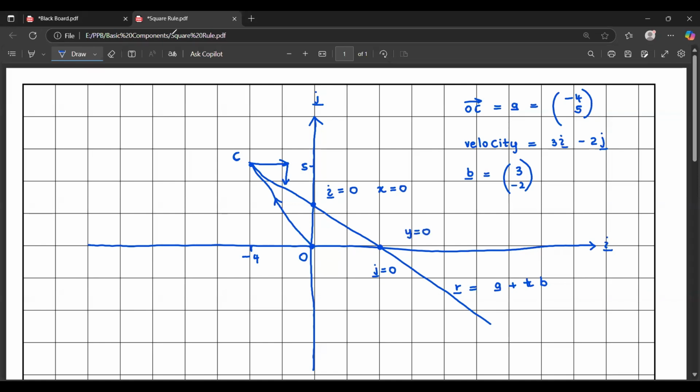And since this is the observing point, let's say this is D, OD is in the east direction. So the particle is due east to the observation point when y is equal to 0. So we have to find the parametric equations for this particle's motion.